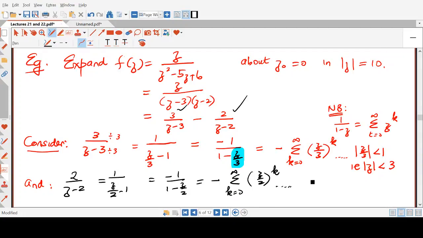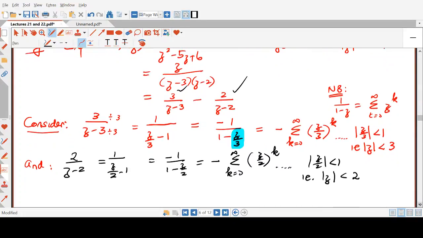This is valid. This is the important part. z over 2 less than 1. In other words, the radius is 2. Multiply both sides by 2. So this is valid inside 2. And remember, I said the big circle is 10. So all these things are in the game. You don't have to worry about the big circle here.